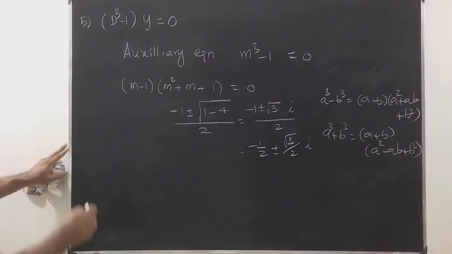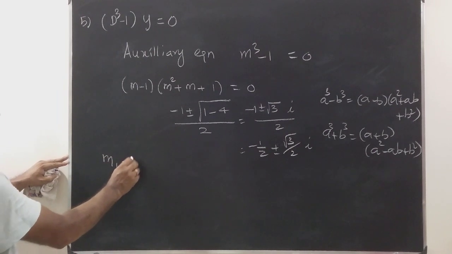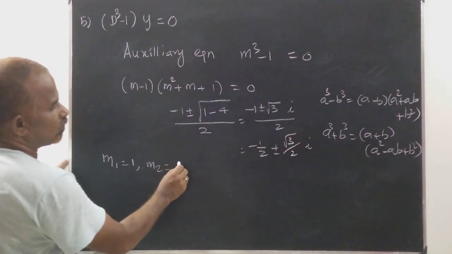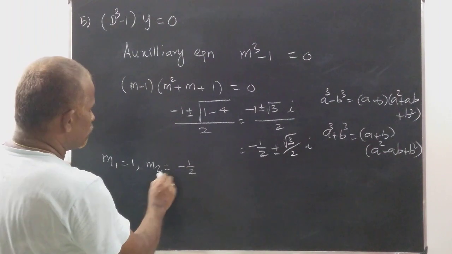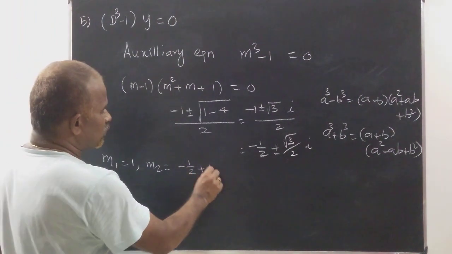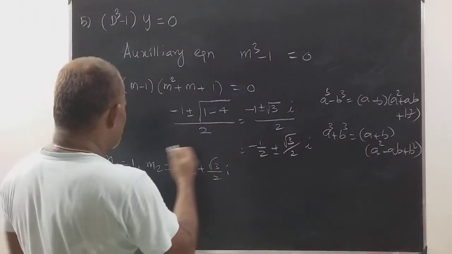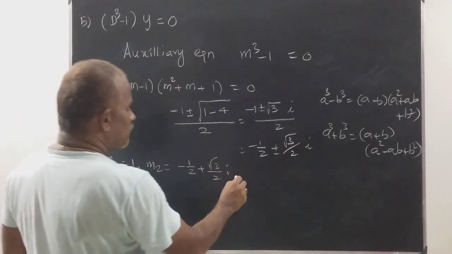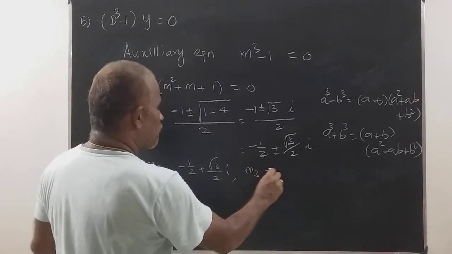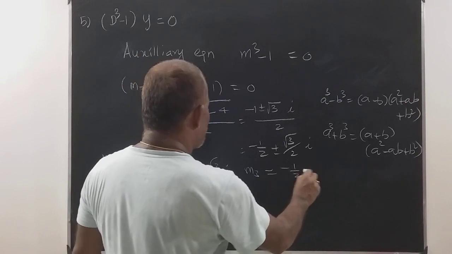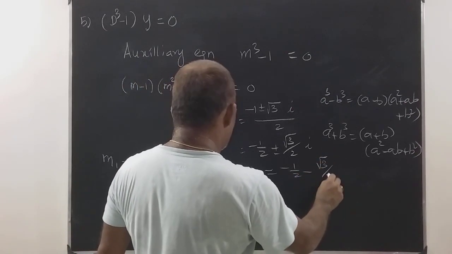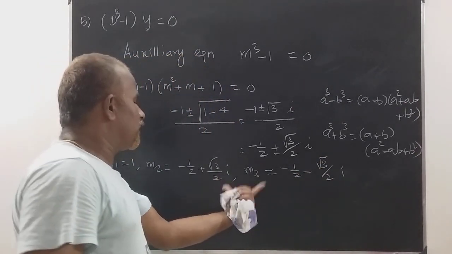So therefore here there are 3 roots. m1 is equal to 1, m2 is equal to minus 1 by 2 plus root 3 by 2 i, and m3 is equal to minus 1 by 2 minus root 3 by 2 i. So these two roots are occurring as a pair.